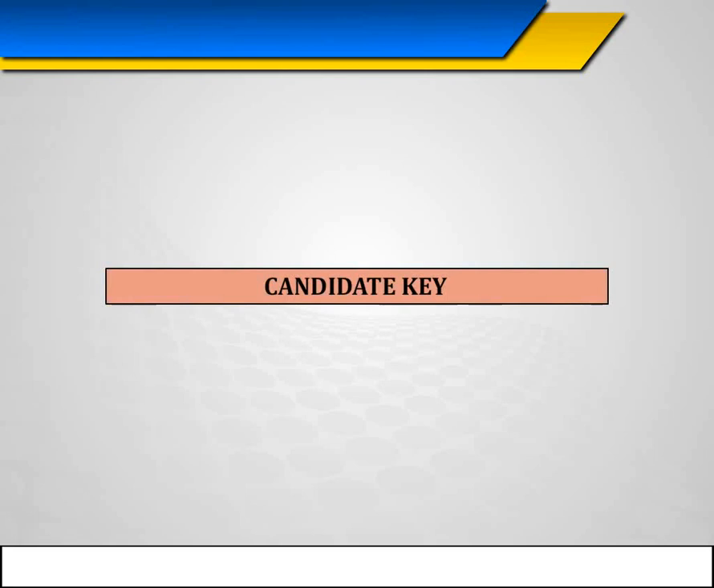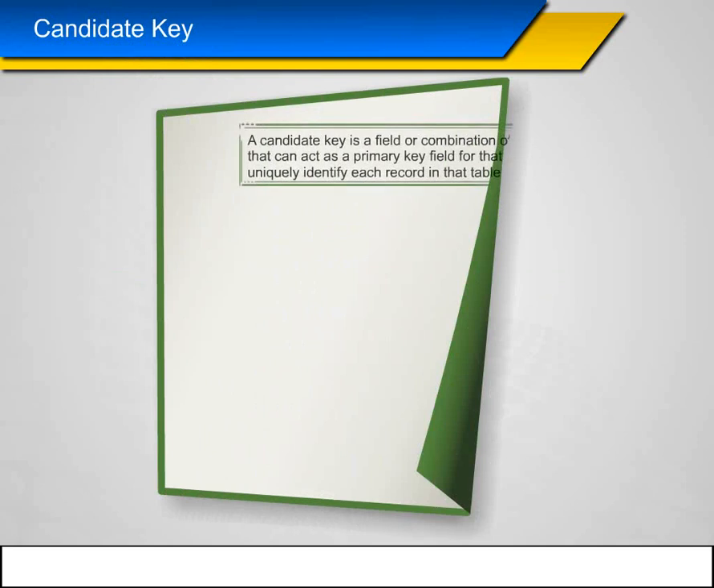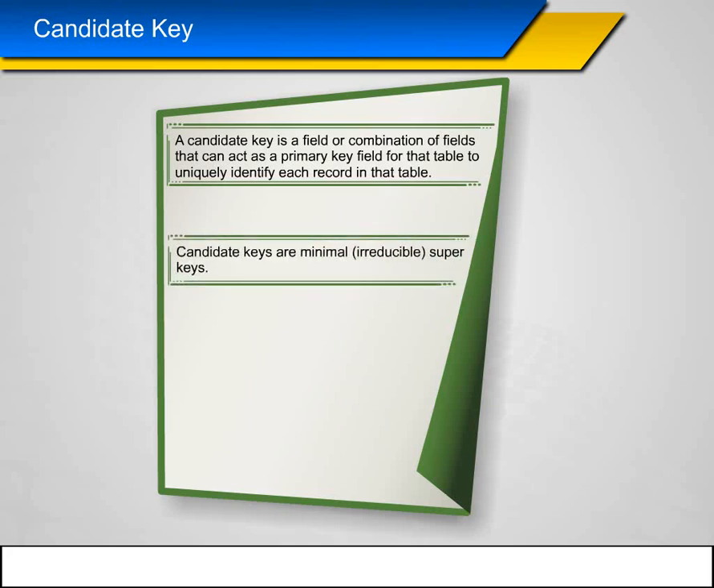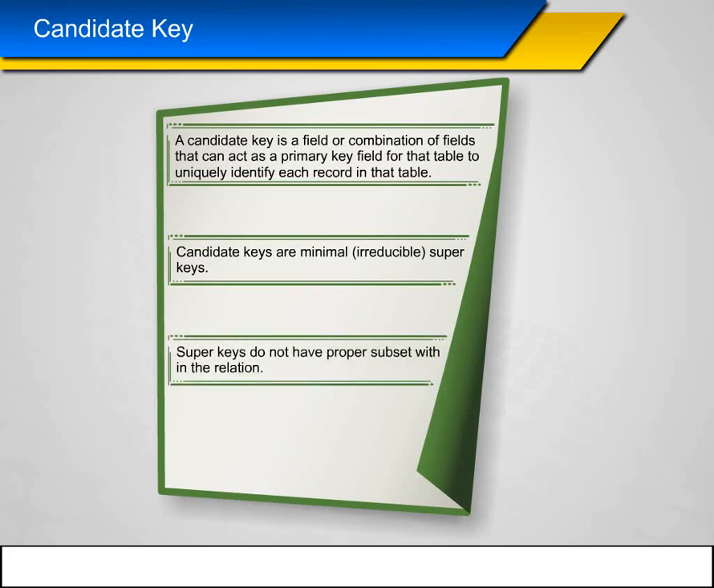Candidate keys. A candidate key is a field or combination of fields that can act as a primary key field for the table to uniquely identify each record in that table. Candidate keys are minimal, irreducible superkeys. Superkeys do not have a proper subset within the relation.